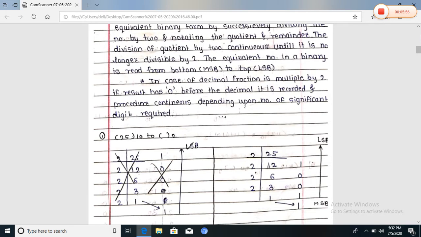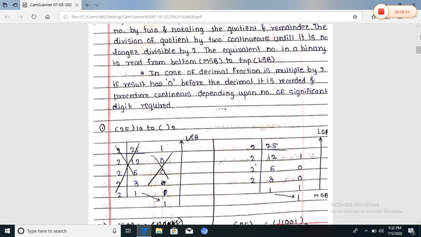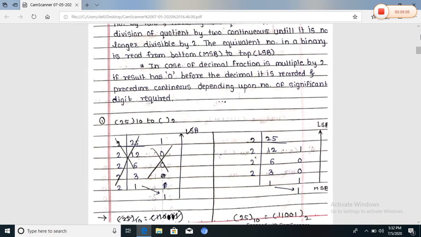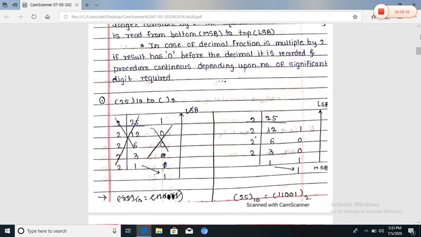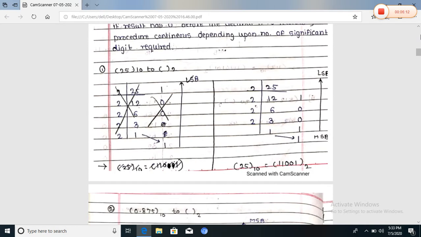In case the decimal number has a fraction, that fraction is multiplied by 2. If the result has 0 before the decimal point, it is recorded, and the procedure continues depending upon the number of significant digits required.